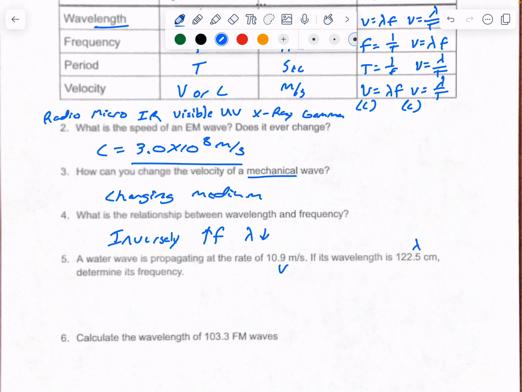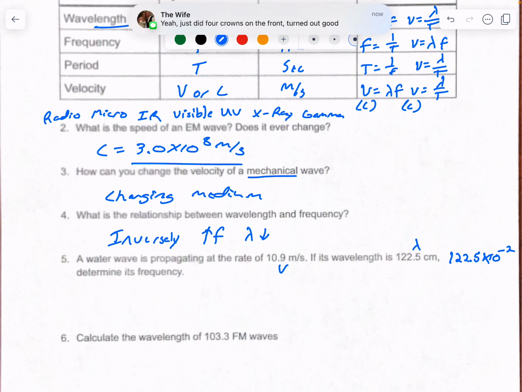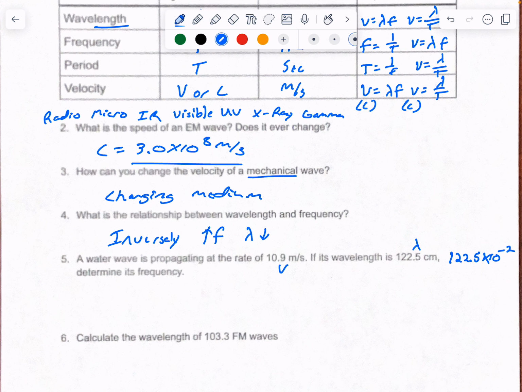Now, I can't have centimeters. You could do this two ways. If you're used to using that prefixes box, which I'll talk about in just a second, you could totally do 122.5 times 10 to the negative 2. That's totally fine. All you did was add the centi on that. Centi is 10 to the negative 2. Or divide by 100, and that would be 1.225 meters. Whichever way you prefer.